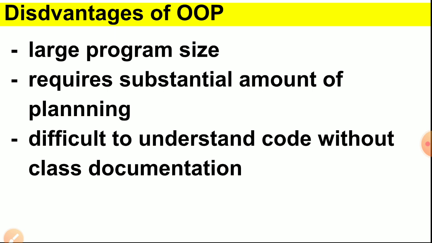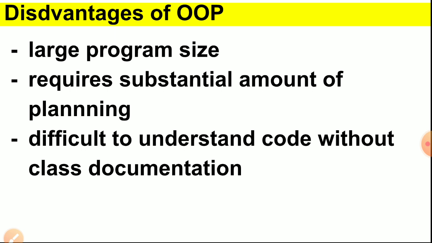And the last point is that it is difficult to understand code without class documentation. Let's say all of you must have used System.out.println, isn't it? Maybe most of you don't know what is the meaning of System. System is basically a class, a predefined class. And if you want to know what the System class is, you have to refer to the official documentation which is provided by Oracle.